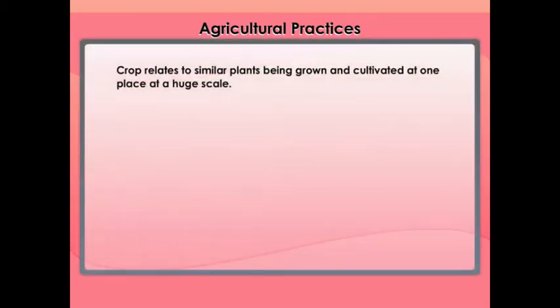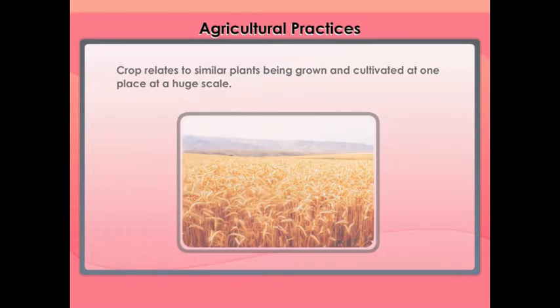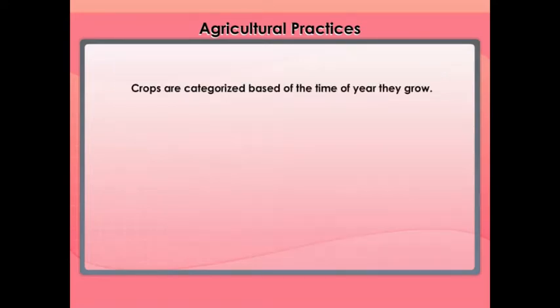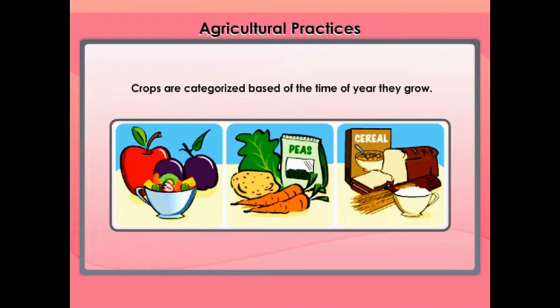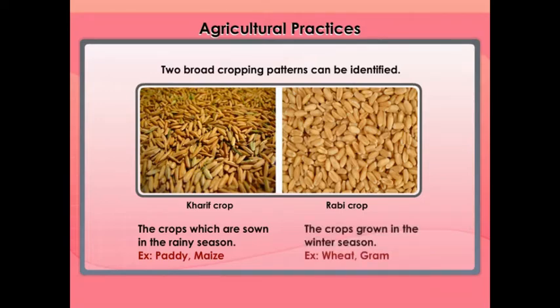Agricultural practices. When plants of the same kind are grown and cultivated at one place on a large scale, it's called a crop. For example, crop of wheat means that all the plants grown in a field are that of wheat. The crops are of different types, like cereals, vegetables, and fruits. These can be classified on the basis of the season in which they grow. Indian climatic conditions like temperature, humidity, and rainfall vary from one region to another. Accordingly, there is a rich variety of crops grown in different parts of the country.